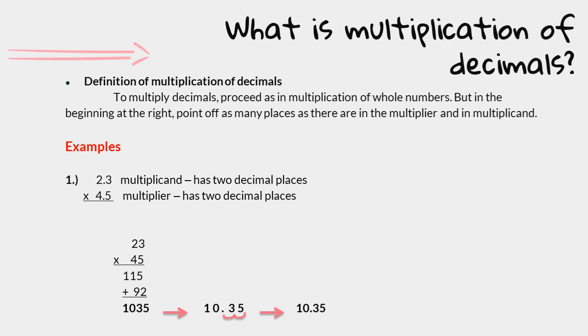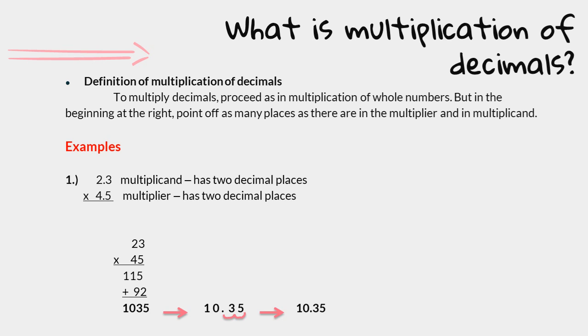Kung sa addition or subtraction of decimals ay kailangan muna nating i-align yung decimal point bago tayo mag-add and mag-subtract, sa multiplication of decimals ay hindi natin kailangan i-align yung mga decimal point bago tayo mag-multiply. In fact, dinidisregard na natin yung decimal point kapag tayo ay nagmumultiply sa decimal. Then sa final answer natin, dun tayo maglalagay ng decimal point at ang location ng decimal point ay depende dun sa total number of decimal place value ng bawat factors.